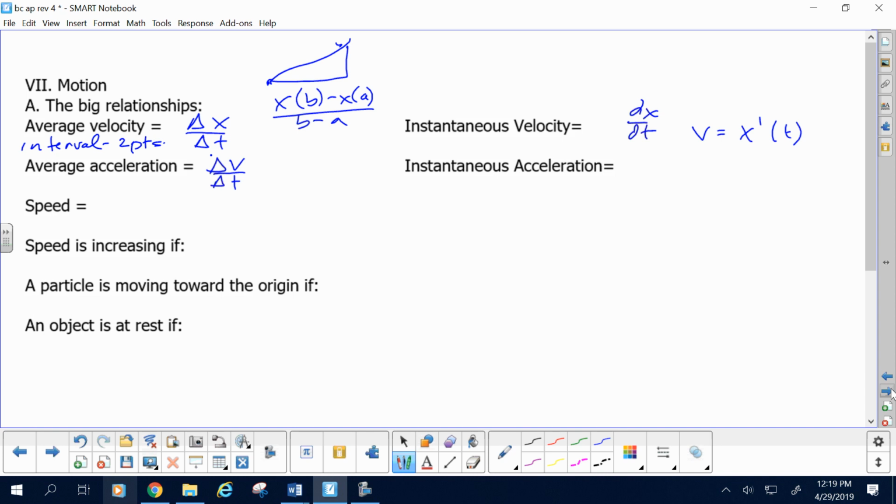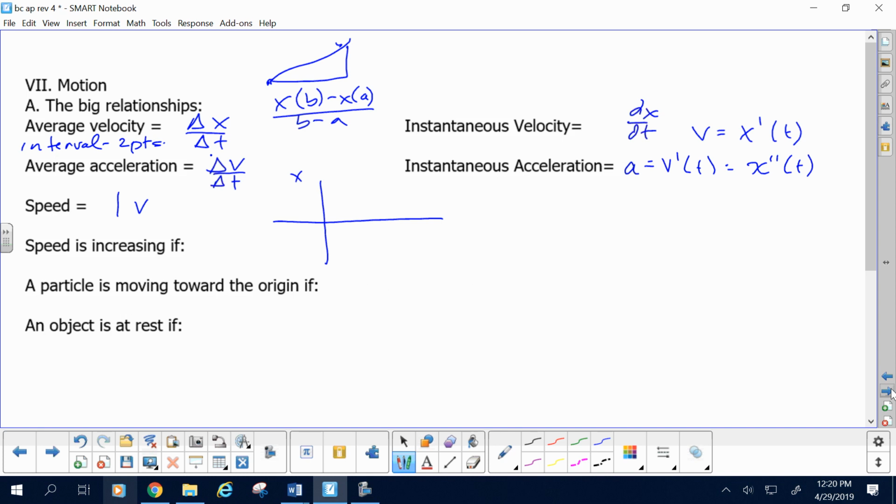Average acceleration, assuming you were given velocity, would be change in velocity over change in time, but at an instant, the acceleration is the derivative of velocity or the second derivative of position. I know you've done that to death. Speed. Speed is the absolute value of velocity.